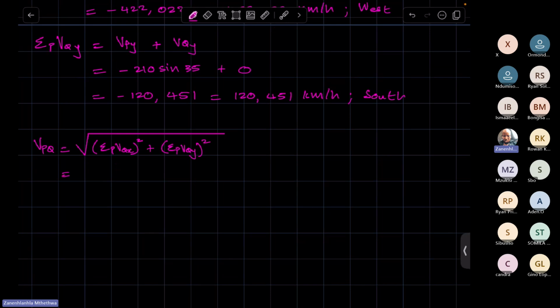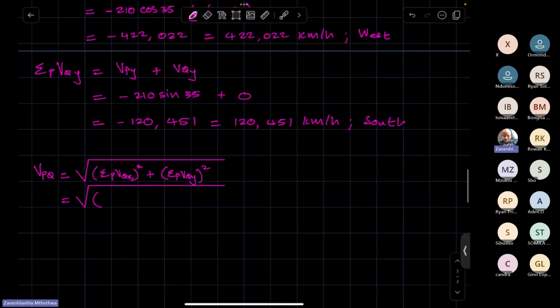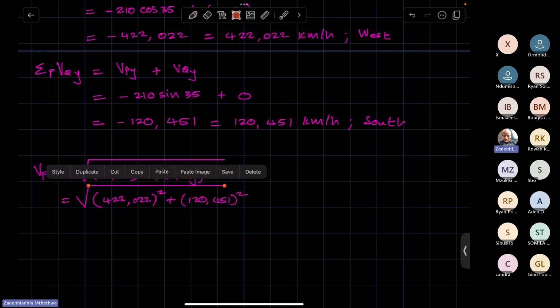So now we will simply substitute. Substituting, sum of v in the x direction is 422,022 squared plus 120,451 squared. Notice how I didn't use the negative sign here. Why? Because we've already accounted for the negative sign by using that direction. Are we clear?